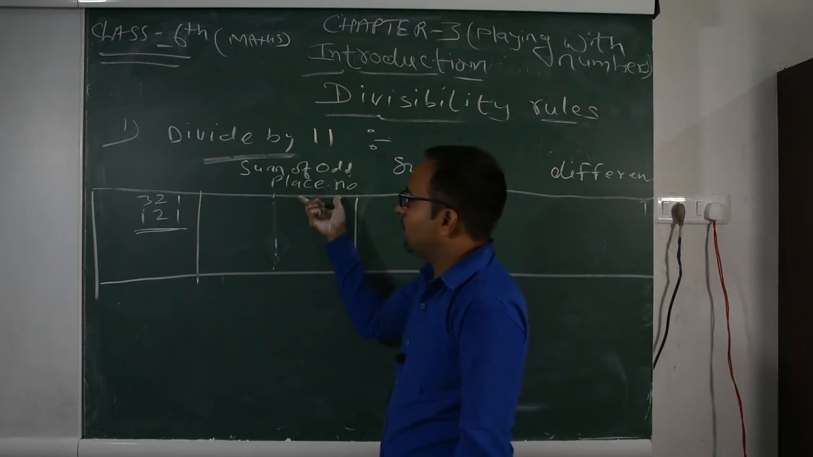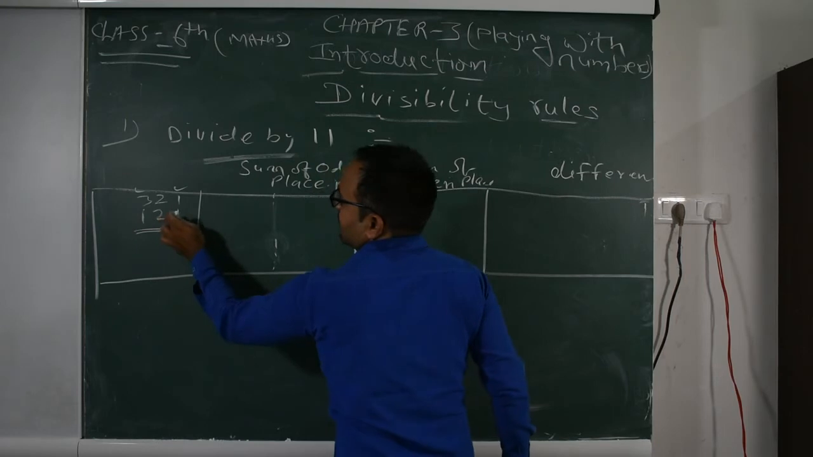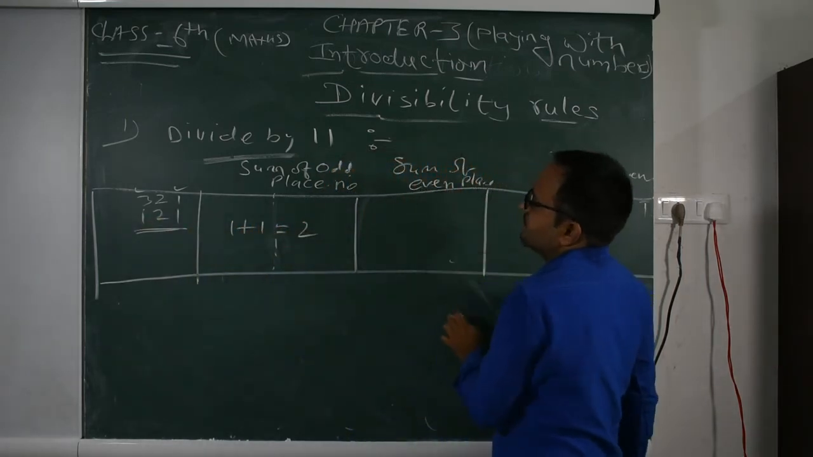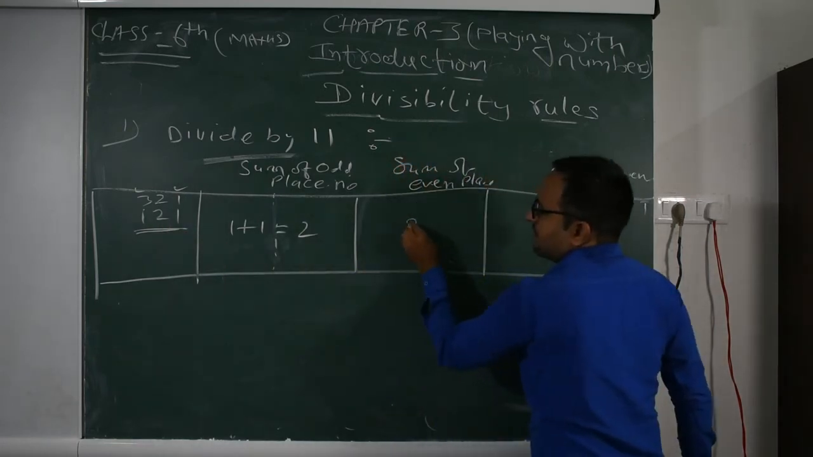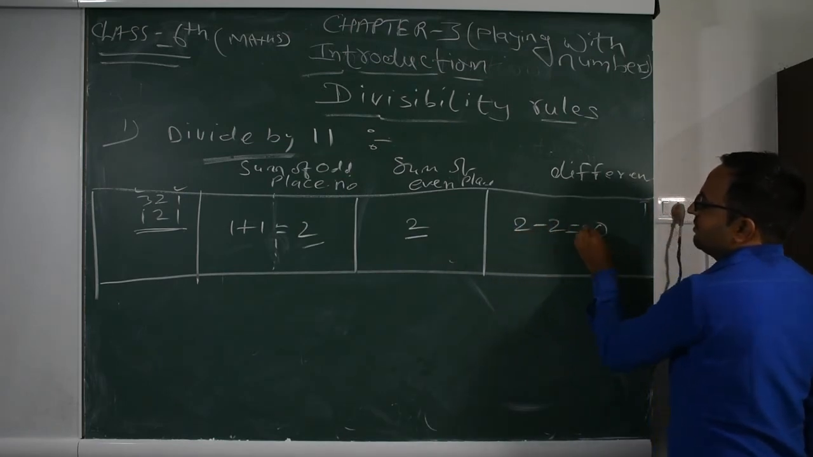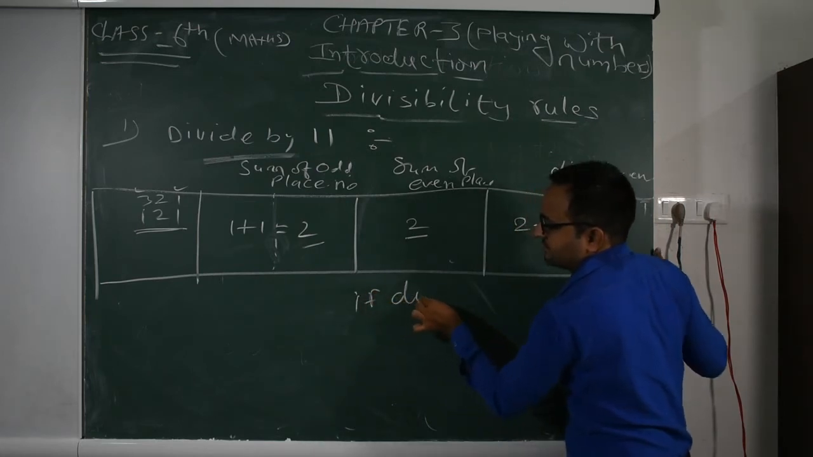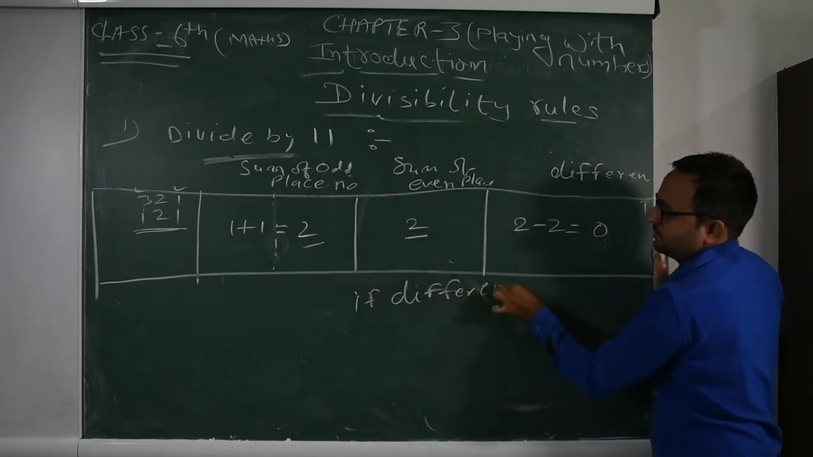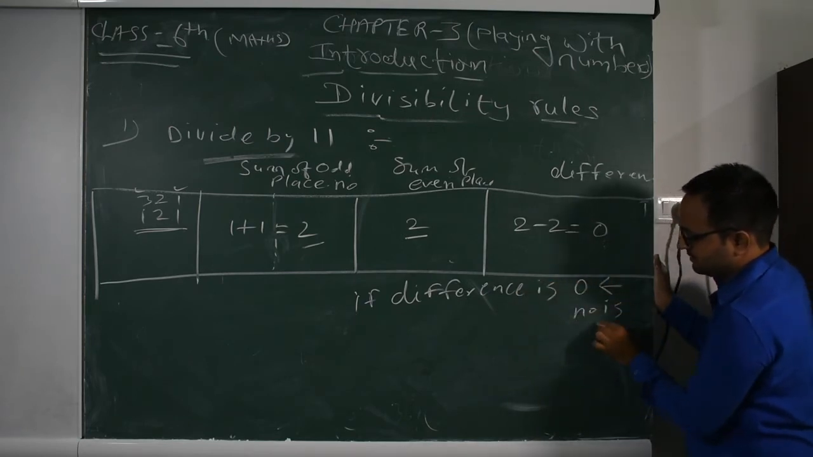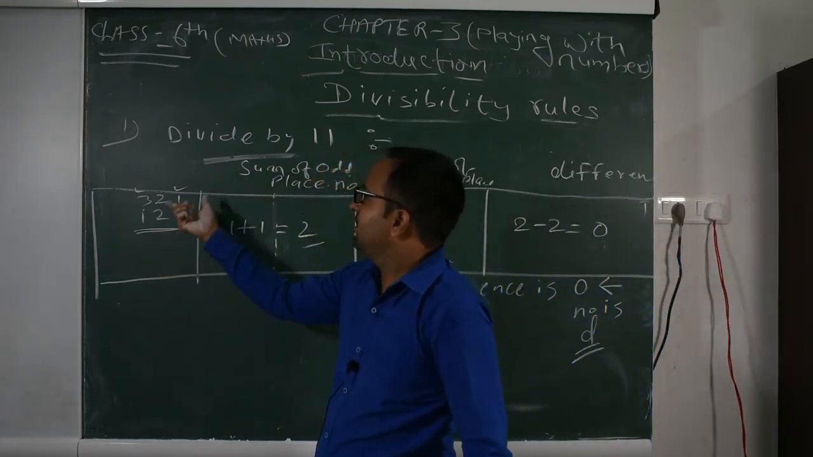For this, the sum of the odd places, the 1st and 3rd. Which numbers are available? 1 and 1. 1 plus 1, we get 2. At the even place, which number? 2. Now we subtract 2 minus 2. We got 0. If your difference is 0, then the number is divisible. That means 121 is divisible by 11.